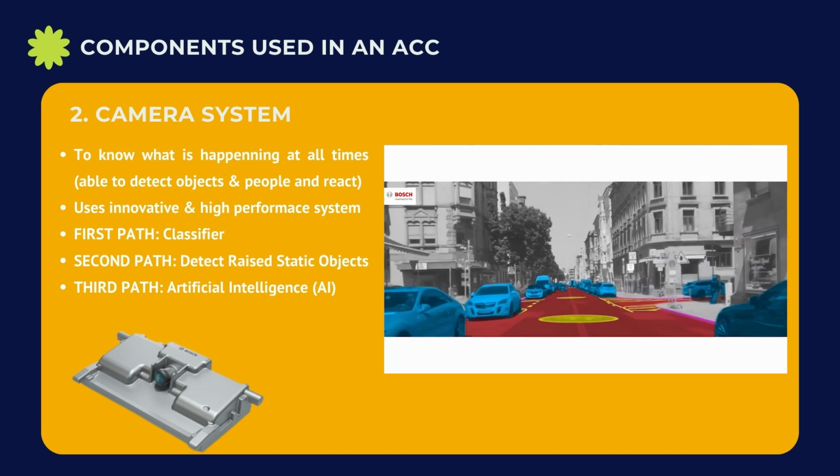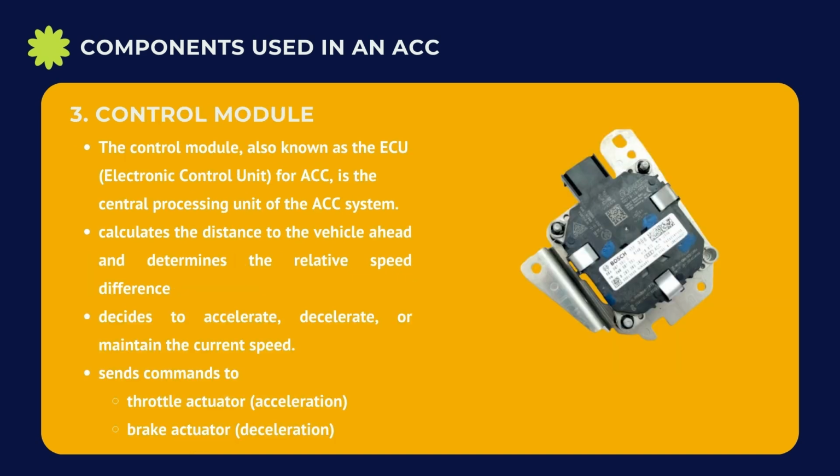The control module, also known as the ECU, Electronic Control Unit for ACC, is the central processing unit of the system. Based on the processed data, the control module calculates the distance to the vehicle ahead and determines the relative speed difference. The control module decides whether to accelerate, decelerate, or maintain the current speed. After making a decision, the control module sends commands to the throttle actuator to adjust the engine power for acceleration or to the brake actuator for deceleration.